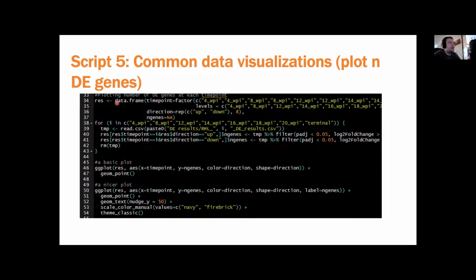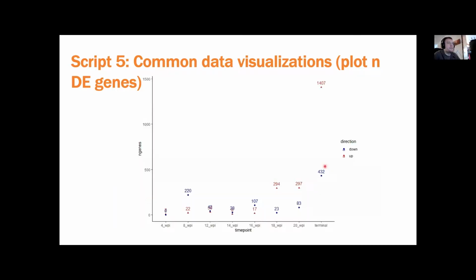You start by creating an empty data frame that will contain all of the results. And then, kind of as before, we use a for loop, and we loop through each of the results files at each of the 8 time points. And we pull out the number of genes that meet the criteria for upregulated versus downregulated genes. And yeah, then we can make a basic plot in ggplot by plotting the number of genes against time point. And I've also shown an example of a nicer looking plot that's cleaned up a little bit. And that's basically what's shown here.